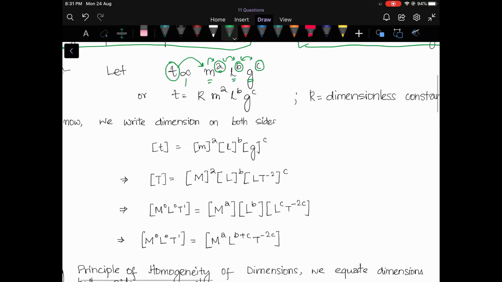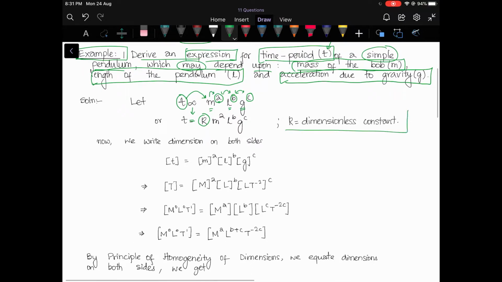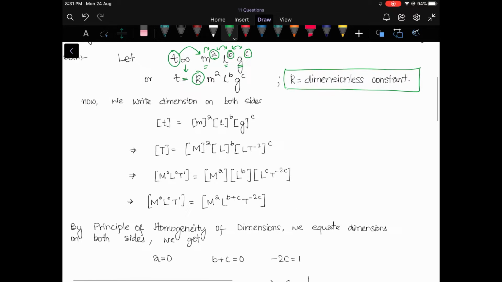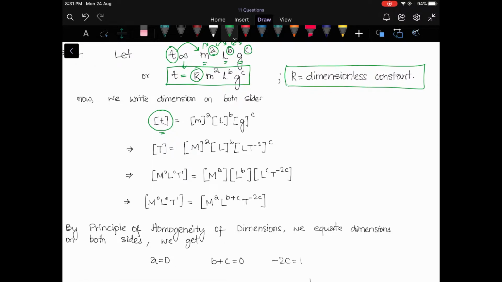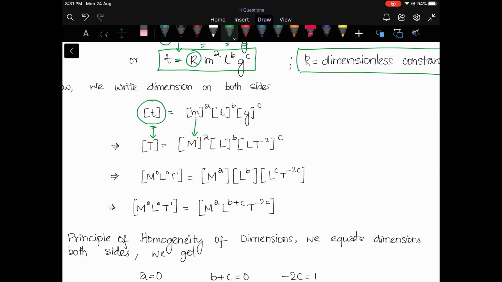Now this proportionality sign, you must have learned, we can remove by an equality sign by multiplying with a constant k, which is going to be our dimensionless constant. What we do again is use the principle of homogeneity of dimensions. We write the dimension on the left hand side and we also write the dimension on the right hand side. The dimension on the left hand side is capital T, because t represents time period. Your m here was the mass of the bob, so we have capital M as the dimension to the power a. L represents the length of the bob, so L is the dimension with the power b, and g represents acceleration due to gravity, for which we have written L T to the power minus 2, to the power c.